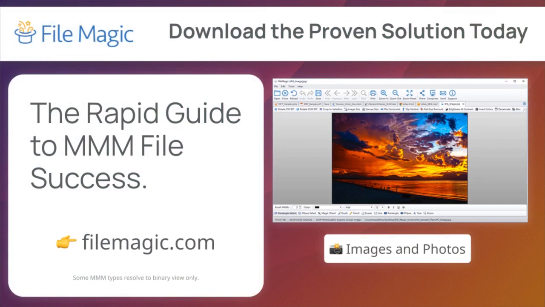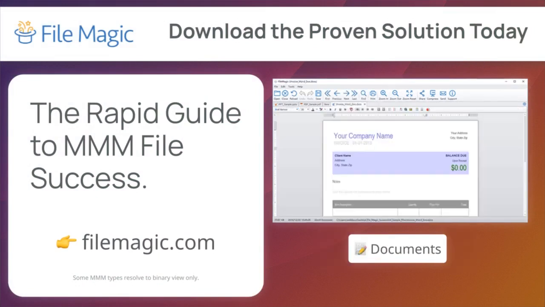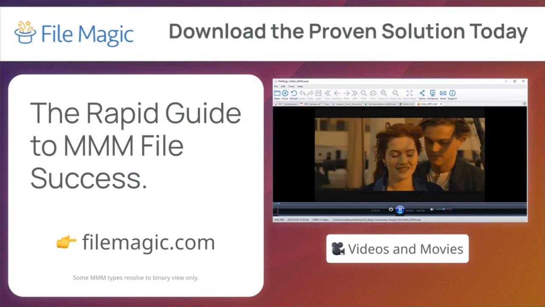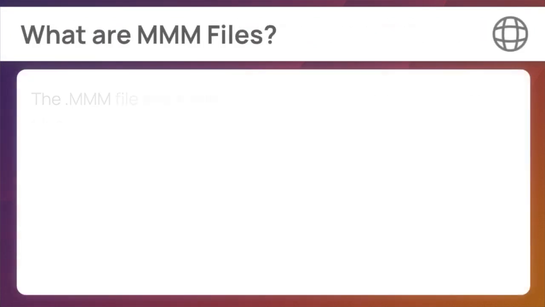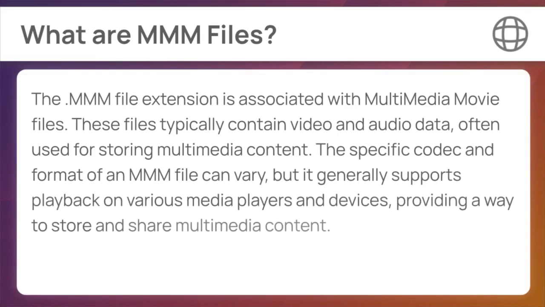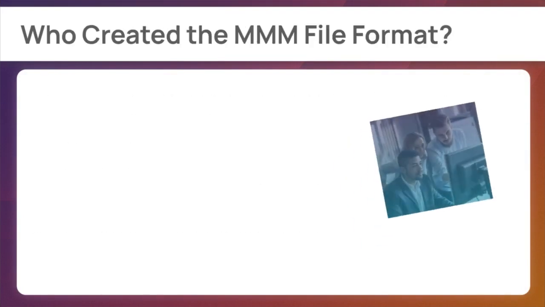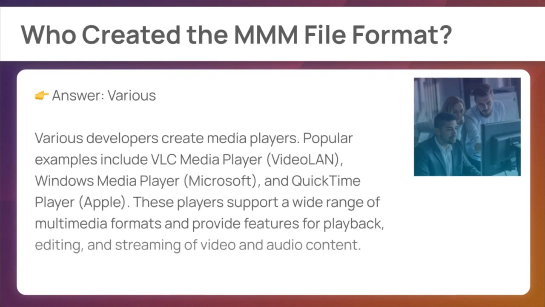This involves a smart application of one premier MMM file inspection tool that minimizes complexity across many different files. The MMM file extension is associated with multimedia movie files. These files typically contain video and audio data, often used for storing multimedia content. The specific codec and format of an MMM file can vary, but it generally supports playback on various media players and devices, providing a way to store and share multimedia content.